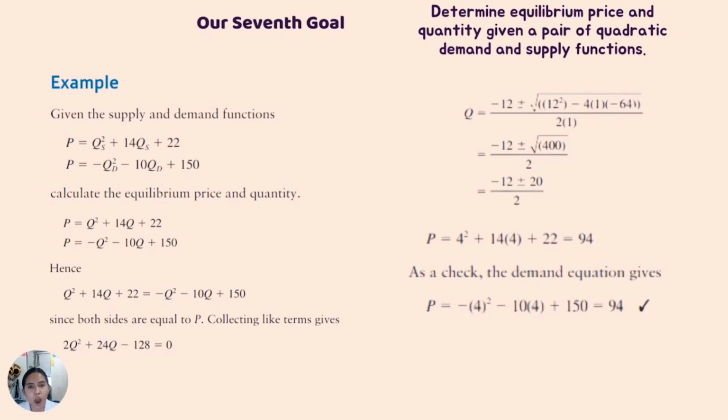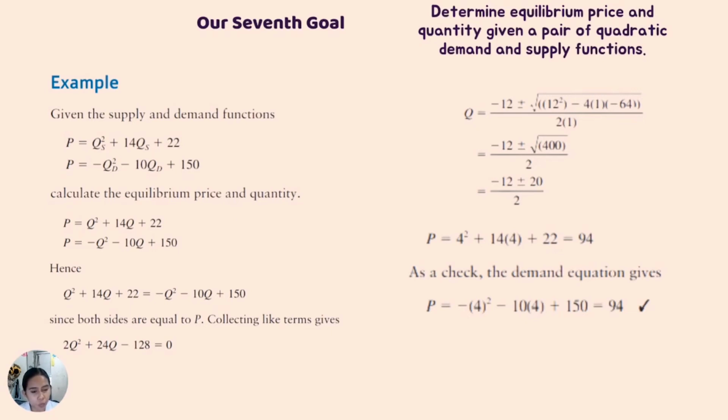And we also knew a while ago what the quadratic equation formula is. So those values of A, B, and C, we substitute in the quadratic equation formula. And we get the answer, Q equals 4. P equals 4 squared plus 14 times 4 plus 22 equals 94. As checked, the demand equation gives us negative 4 squared minus 10 times 4 plus 150 equals 94.